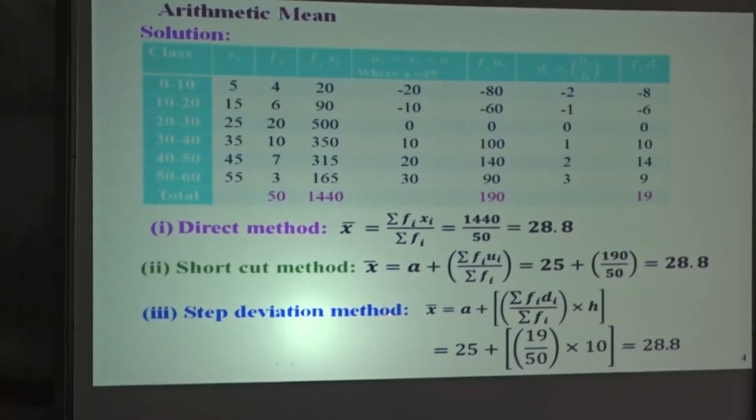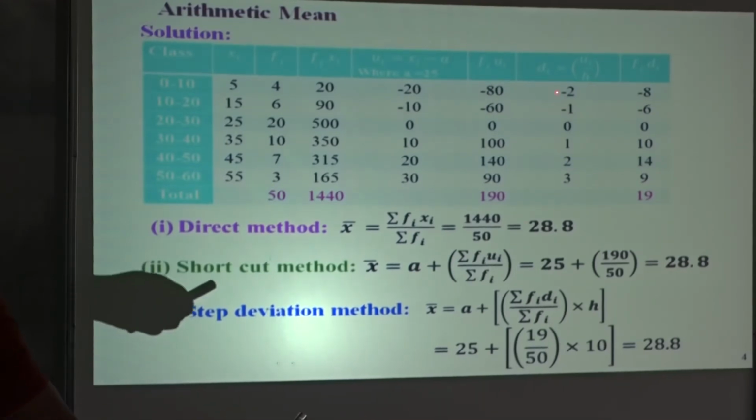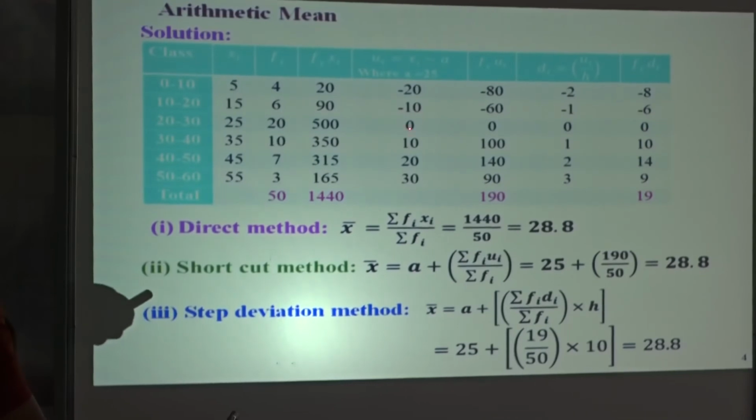And then moving to the step deviation, in this table we already calculated Ui. Therefore, just divide Ui by the class interval. What's the class interval? How many values are counted in each of the classes? 10. Therefore, this is an equal class interval. Therefore, it's possible for me to move to the step deviation method. Therefore, I have to divide minus 20 by 10, minus 2, minus 10 by 10, minus 1. 0 divided by 10 is what? 0. 10 divided by 10 is 1. 20 divided by 10 is 2. 30 divided by 10 is 3.